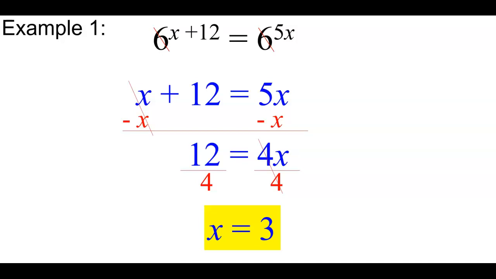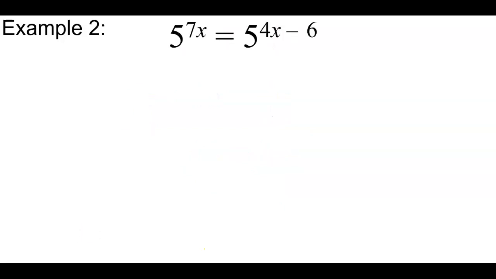Next one, example 2. Ready? Does anyone still need this? Apparently not. Example 2. Does it have the same base? All right. So 5 and 5. So guess what we do? Cross out that base. Get that base out of my face. And I have 7x equals 4x minus 6.